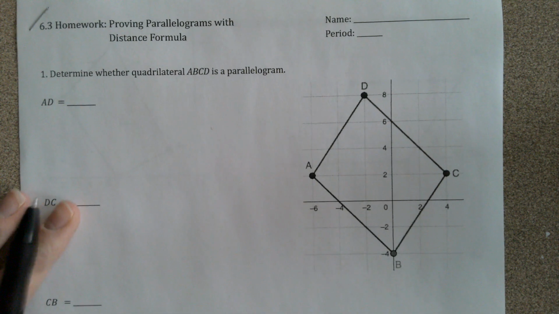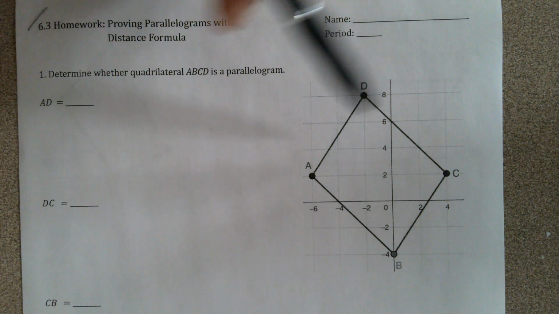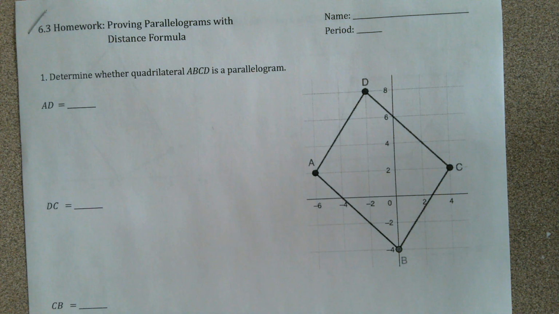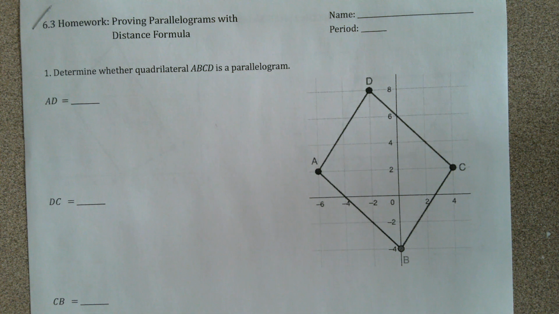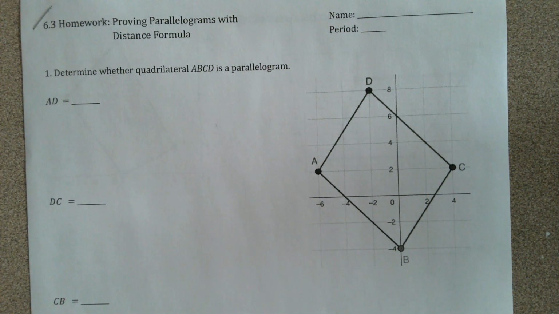So it says determine whether quadrilateral ABCD is a parallelogram. So we're going to need to find the lengths of all four of these sides. Once we do that, if the opposite sides are congruent, it's a parallelogram. If the opposite sides are not congruent, then it's not a parallelogram. So the conclusion is very straightforward, but it's quite a bit of work to get these sides.